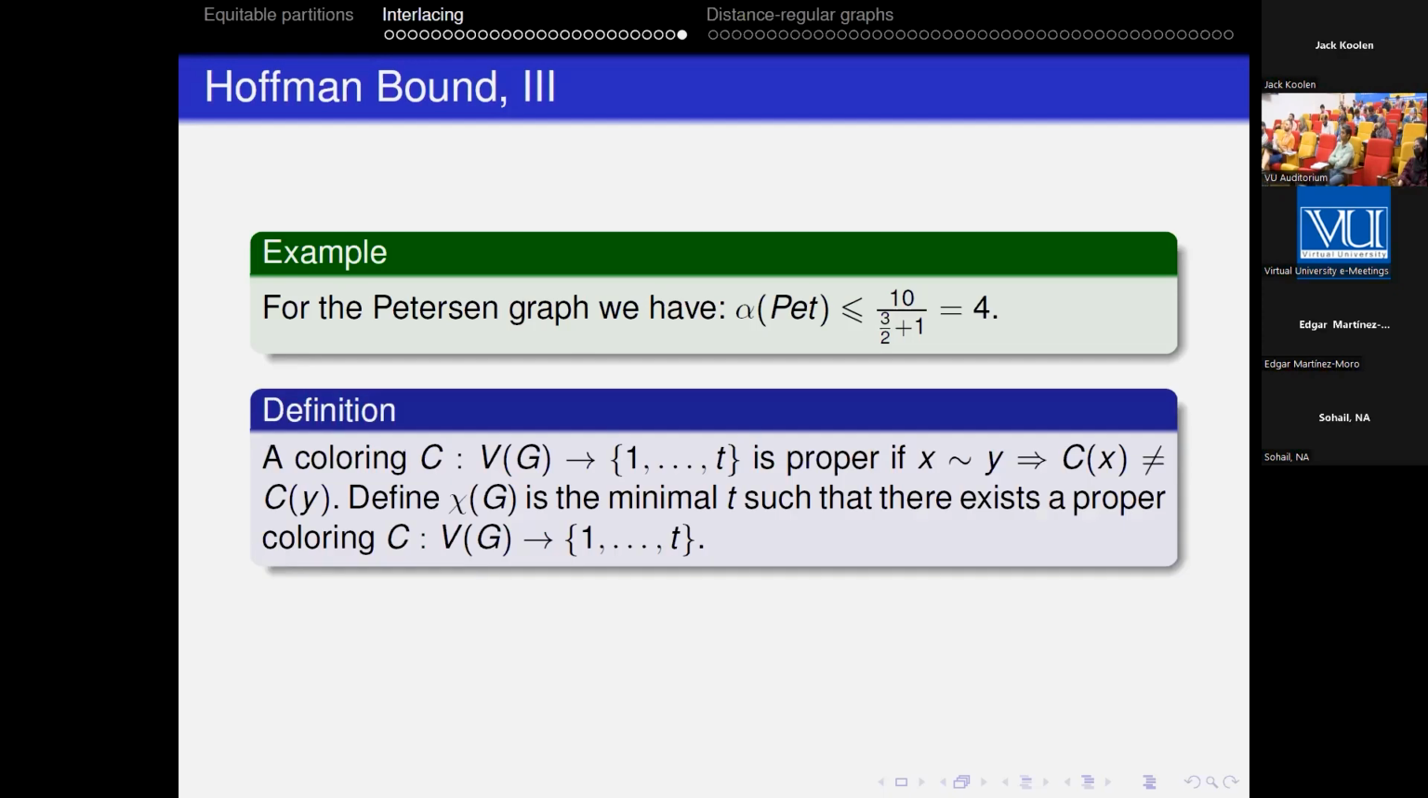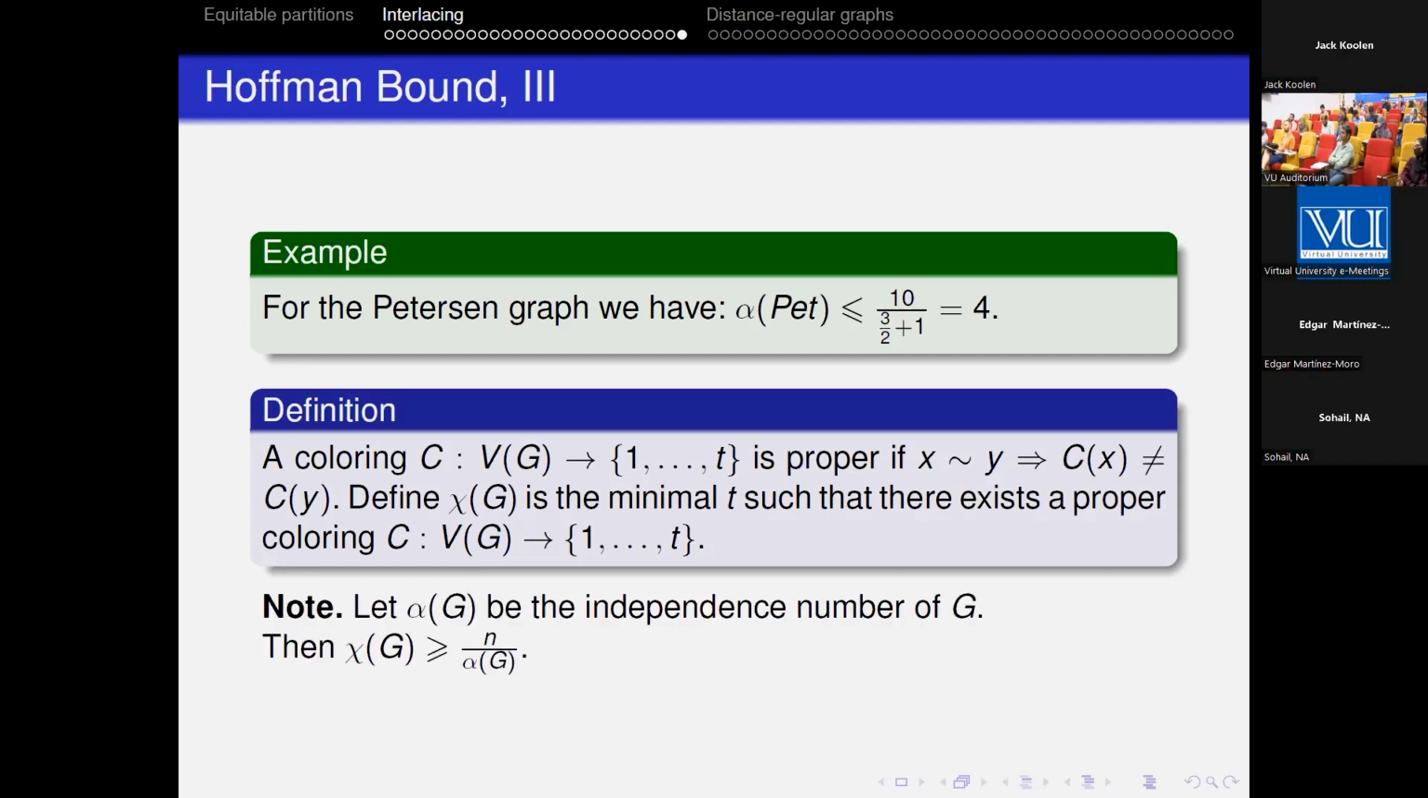This goes about coloring, and you can easily see that if you have the independence number, then you get a lower bound for the chromatic number. Chi of Γ is called the chromatic number of graph Γ.